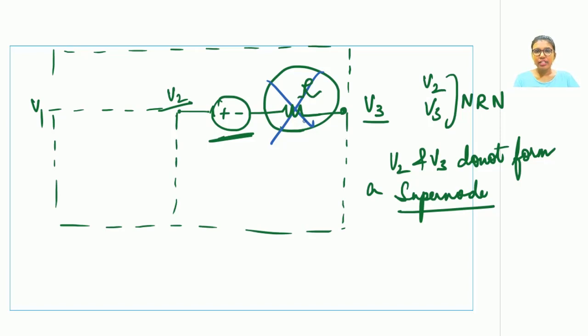I hope this part is clear. What is a reference node? What is a non-reference node? When do we have a supernode condition? And when do we not have a supernode condition? So based on this supernode condition, we are going to solve 2 numericals today. So let us begin with the first numerical.